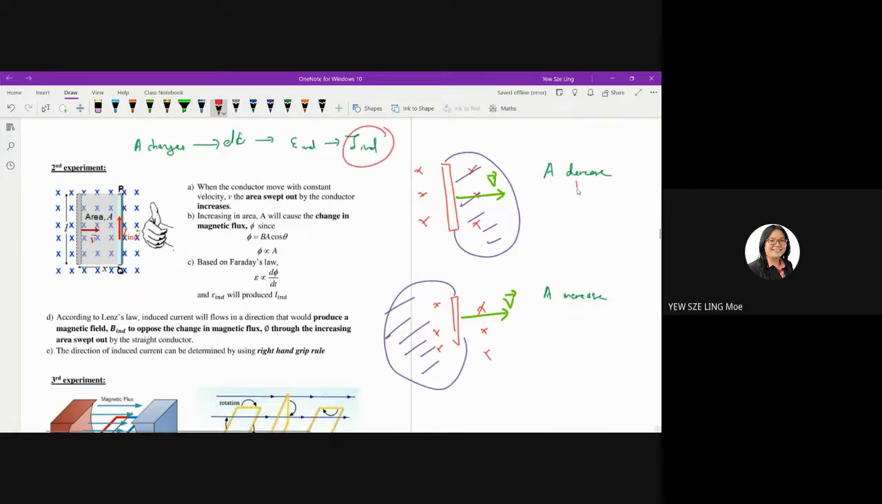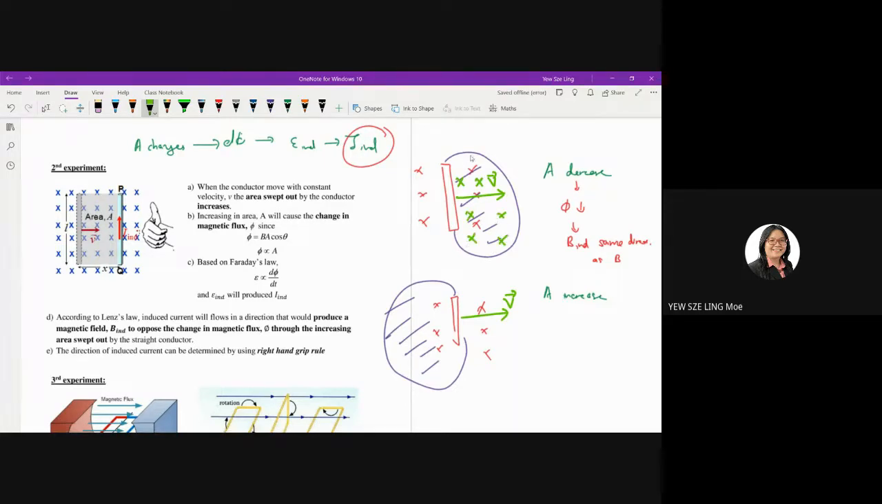So if A decreases, your flux decreases. If flux decreases, what does it mean? Okay, it means B induced will be generated in the same direction as B original, the original magnetic field. So if you look at the first diagram right here, the original magnetic field is into the page. So B induced will be generated into the page as well.